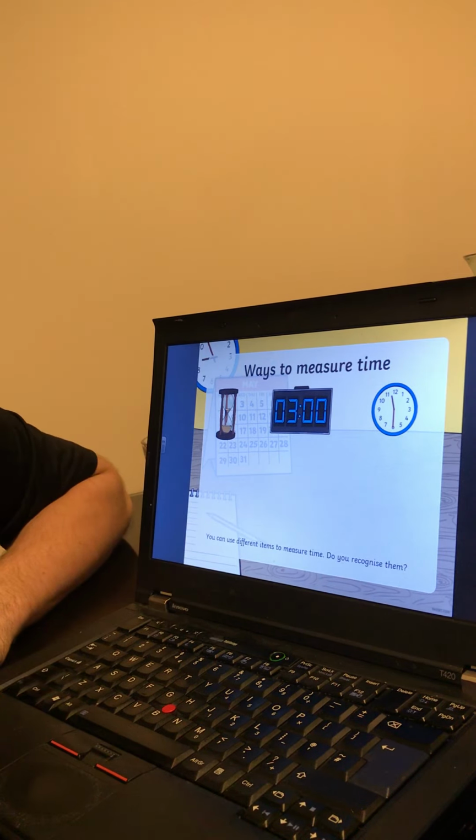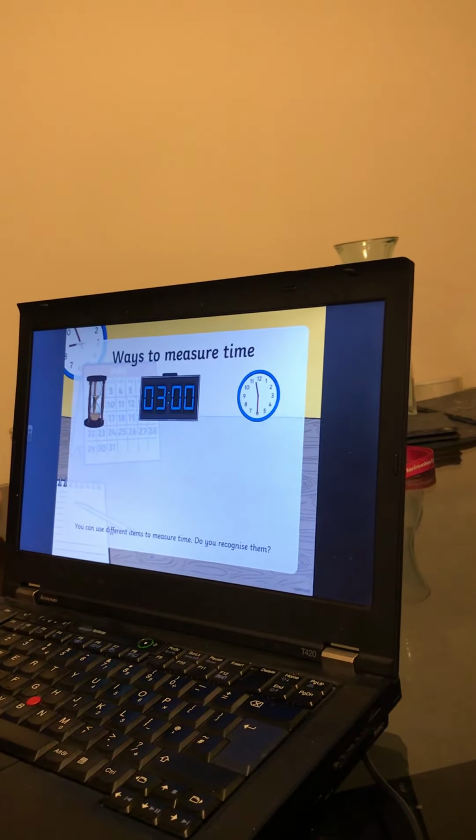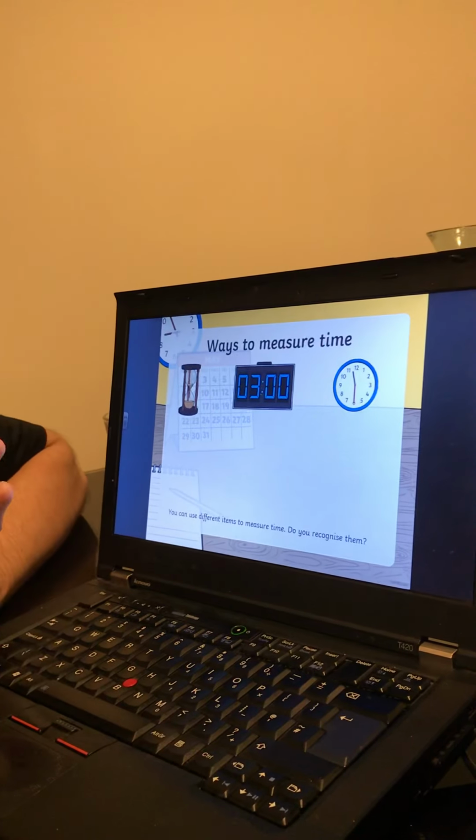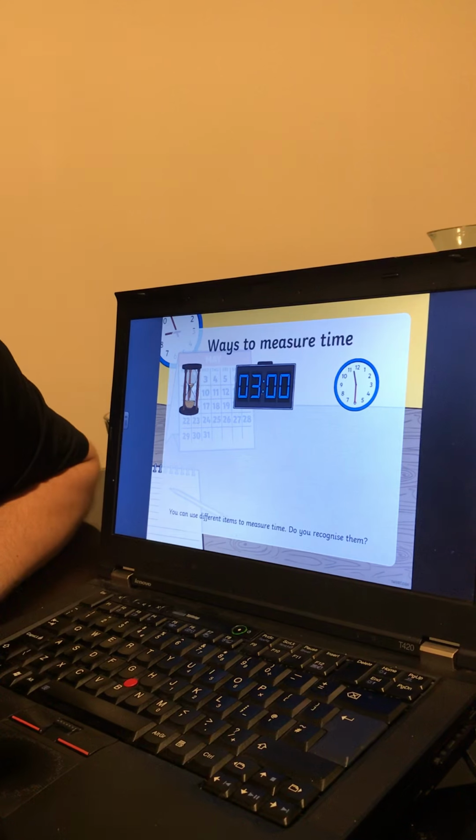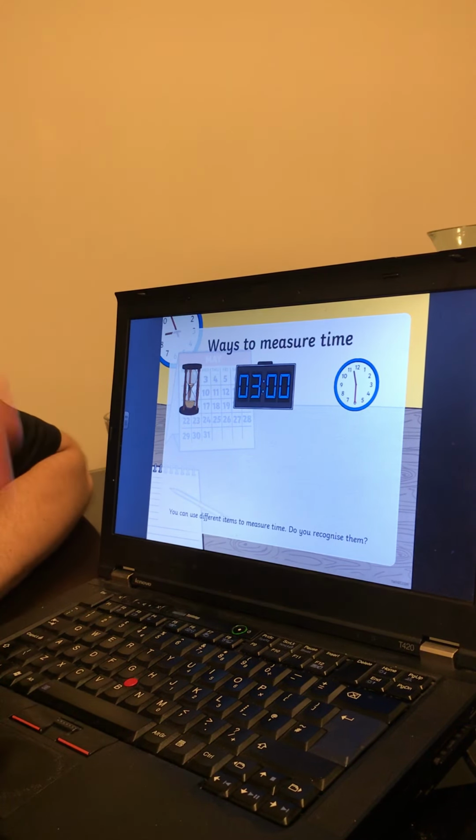Last one here, quite an uncommon one. You don't tend to see these unless it's in maybe a board game, or some people may have one of these kicking about their house. It's very unlikely. You have an hourglass which measures time, which you turn over and you see how long it takes the sand to go from one side to the other.